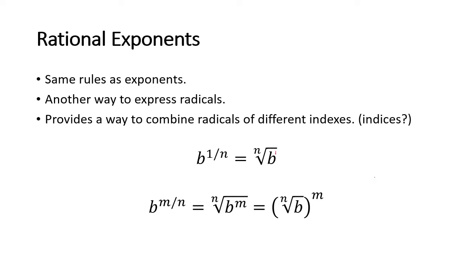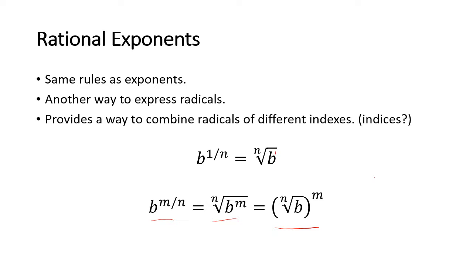Generally speaking, if we had any kind of radical, any index radical, like a cube root, and the radicand was some power, the way you can convert between the two is like this. Now this statement here, the nth root of b to the m, is the same thing as the nth root of b all to the mth power.